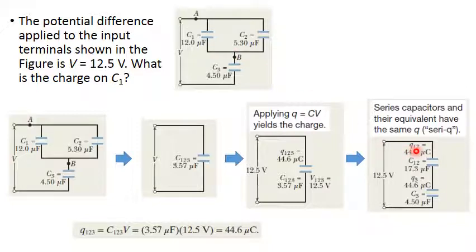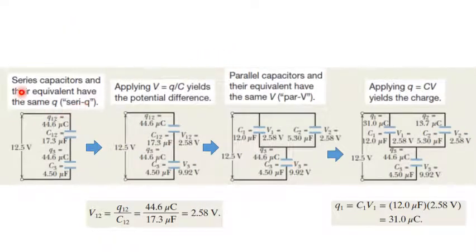So in this case, the value Q12 over the value of C12 would be the potential difference between 1 and 2, which is the potential difference between point A and point B. So the potential difference V equals Q over C. So V12 would be the charge 44.6 microcoulomb over the equivalent capacitance 17.3 microfarad, which we have already calculated before. So from this we can obtain the potential difference on the two terminals of the equivalent capacitor C12.